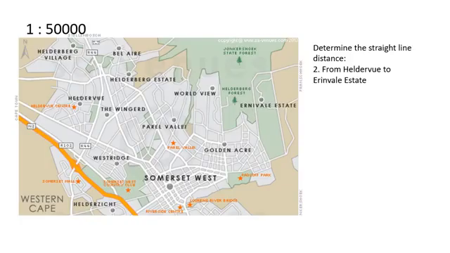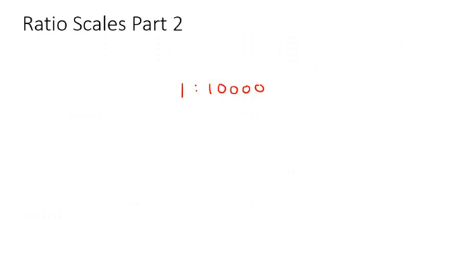Hey guys, so in the previous lesson we started looking at ratio scales. Ratio scales are things like where you see 1 and then they say 10,000, for example. And we looked specifically at using a map. Remember, in the last lesson we looked at these maps and I asked you to calculate some distances and we used a ruler. But now we're going to move on to part 2.